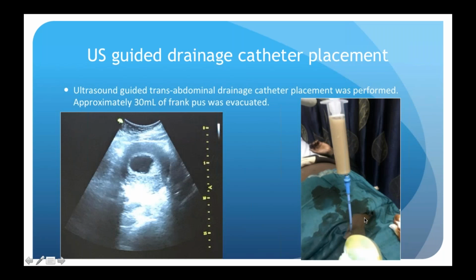So we actually performed an ultrasound-guided transabdominal drainage catheter placement. We placed the catheter through the uterus under ultrasound and got 30 milliliters of frank pus out of there, which worked well for her. You can see where we do a sterile field, prep with betadine, all those things.